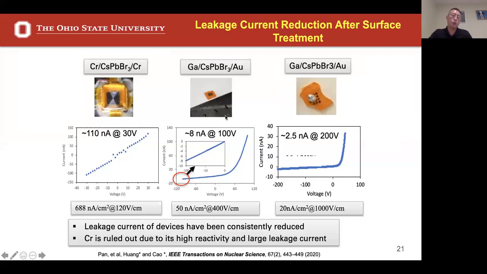So with all these improvements to the device structure, we did a double Schottky or Schottky-ohmic structure, and after polishing and pixelation, here is the kind of leakage current we have achieved. Well, the first one, chromium, we've been studying for a long time, but it turned out chromium is not the best. The leakage current is pretty high, over 100 nanoamps at 30 volts. That's why it's ruled out, because of this high leakage current and also its high reactivity with the perovskite. So we tried gallium and gold, and that shows a pretty low leakage current. At 100 volts, this one shows 8 nanoamps, and at 200 volts, it shows 2.5 nanoamps.